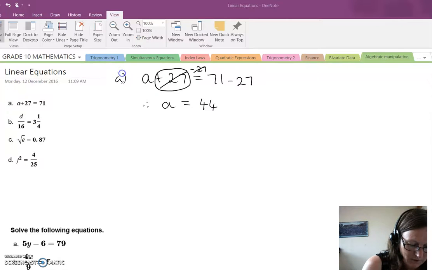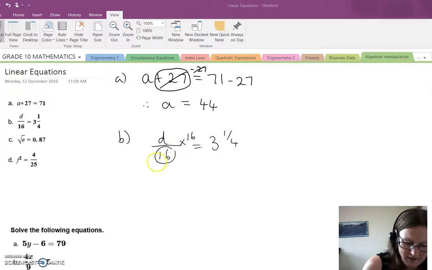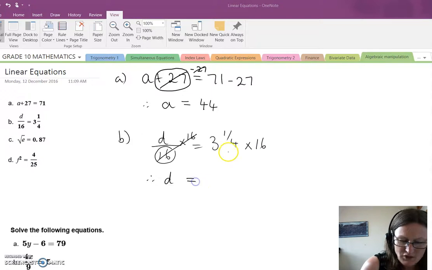So that was A. With B, it's D divided by 16 equals 3 1/4. It's D divided by 16. If we do the opposite, which is times by 16, that cancels and just leaves us with D. That's exactly what we want. We've times that side by 16, so we must times this side by 16. Let's change the 3 1/4, which is a mixed number, to an improper fraction. So we go 4 times by 3, which is 12, plus 1, which is 13. So that's our improper fraction.